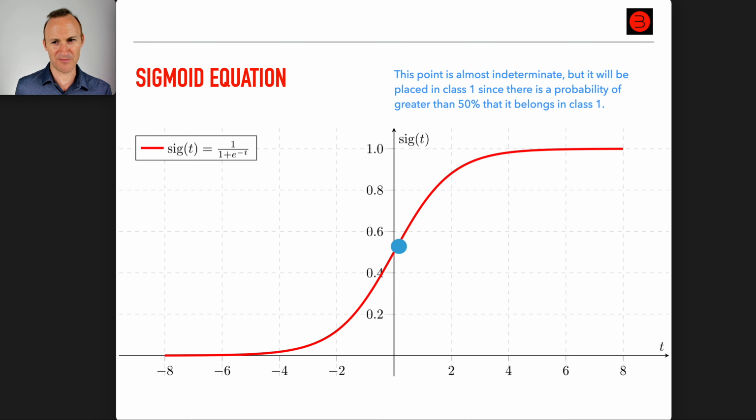And this point, oh my gosh, it's sort of in the middle, but clearly it goes to class 1 because the probability is greater than 50% that it's in class 1. If it's smack in the middle, I think you put it at 1, but it could go either way.